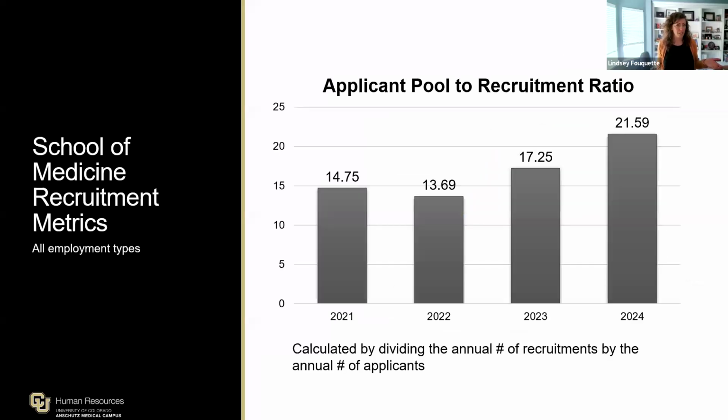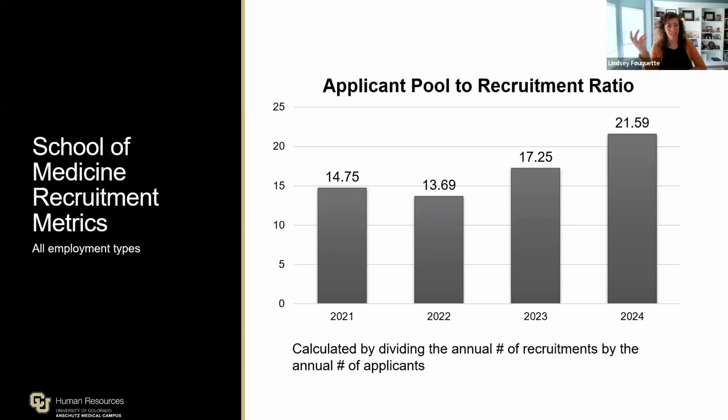The next one, I always like to look at this metric. I always find it fascinating. This is the applicant pool to recruitment ratio. So this takes your annual number of recruitments divided by your annual number of applicants. So you get an average number of how many people are normally per recruitment. I'm not saying that you're always going to have 21 applicants for every recruitment. However, as far as averages go, we're continuing to trend upwards as far as having more applicants that are applying for positions.